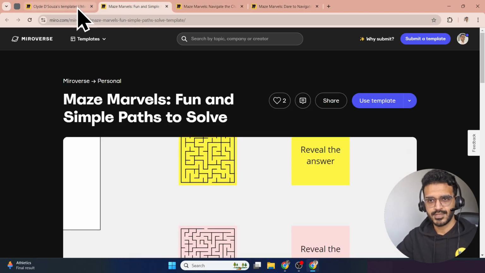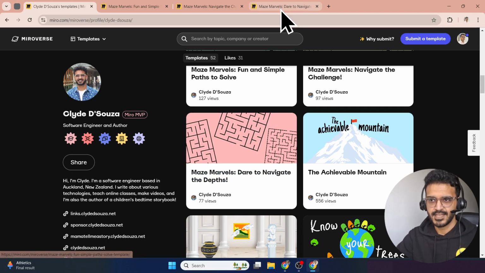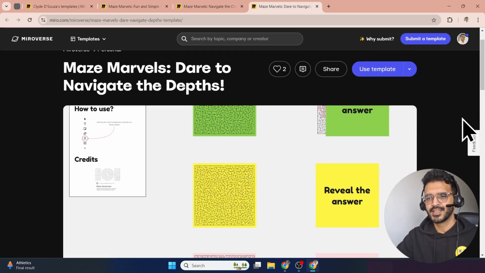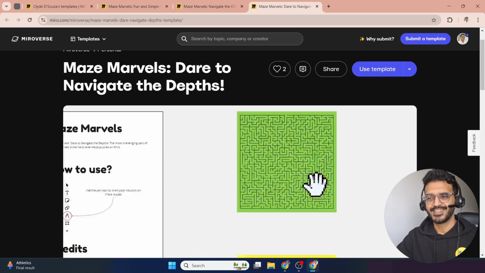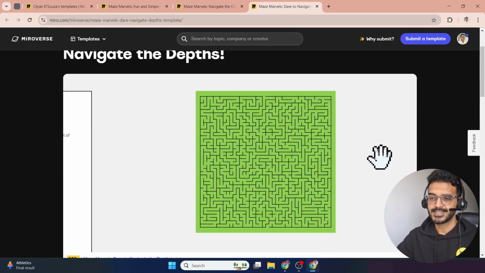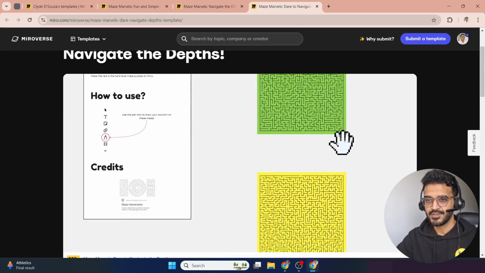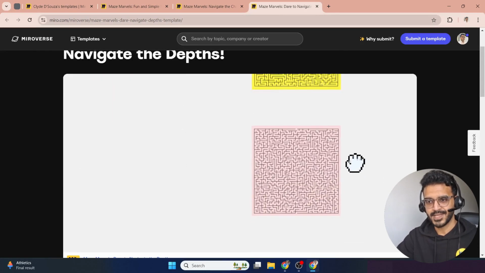And the third one is Maze Marvels Dare to Navigate the Depths. So that's one over here. This is now quite difficult. I don't think even I would solve this instantly. I would take a lot of time to solve this. So this is the hard level of Maze Marvels.